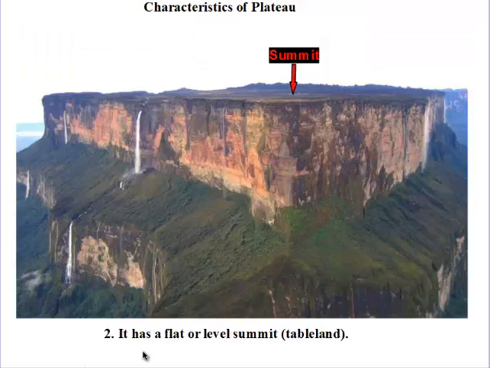Secondly, a plateau has a flat or level summit. Because of its flat summit, it is usually called a tableland.